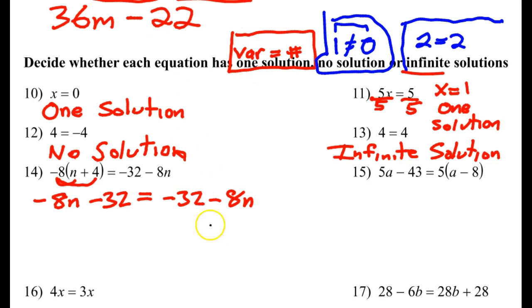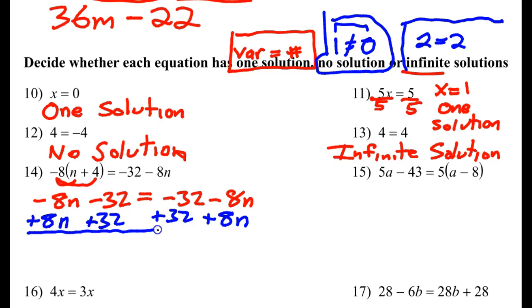But you can simplify a little bit just to show that. If you add 8n to both sides and add 32 to both sides, we'll end up with that normal, familiar look of infinite solutions. We'll have negative 8n plus 8n, 0. Negative 32 plus 32, 0. So the whole side canceled out, so the whole thing is equal to 0. And then the same thing happens on the right side. Everything canceled out. So here's where you can see you get the same thing on both sides.